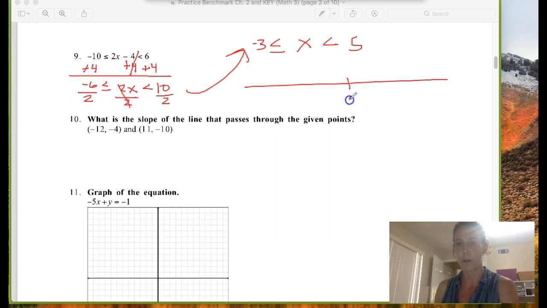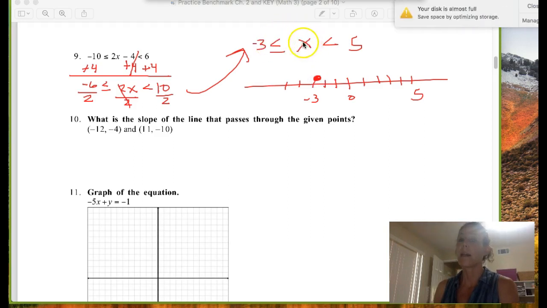Graphing it would look like this. 1, 2, 3, 4, 5. There's 5. -1, -2, there's -3, -4, -5. Okay, so I start at -3. I have a less than or equal to. It does include -3, so I do a closed dot. X is actually greater than -3, so I'm going to go in this direction. And that's how I'm going to go.